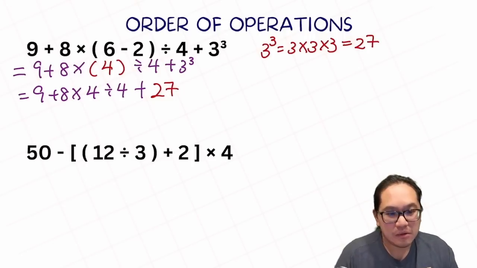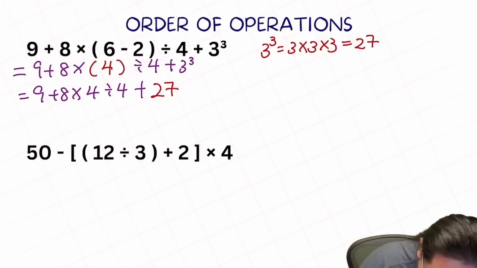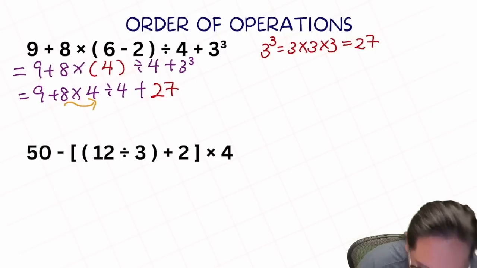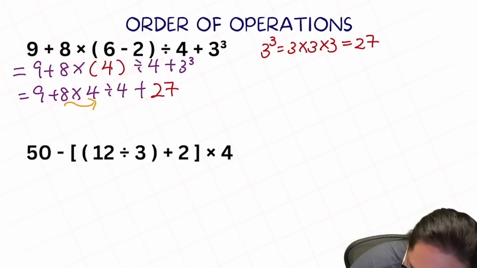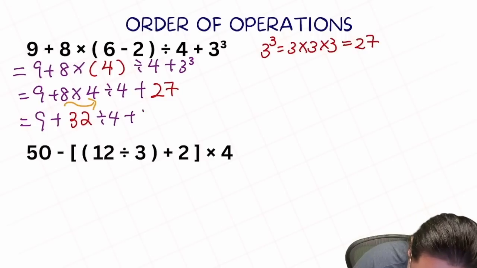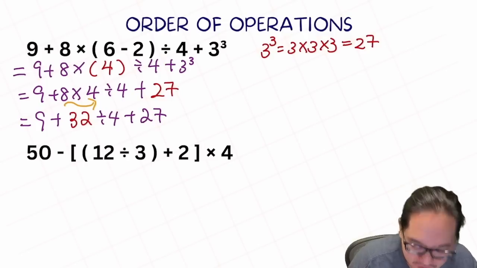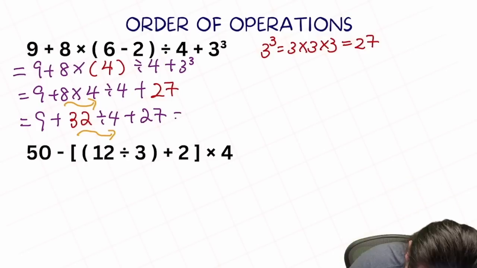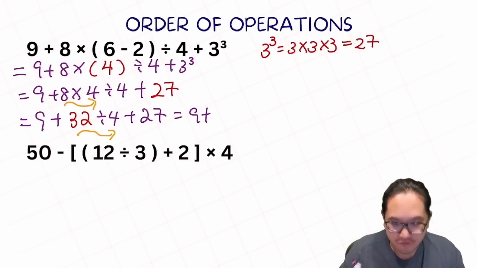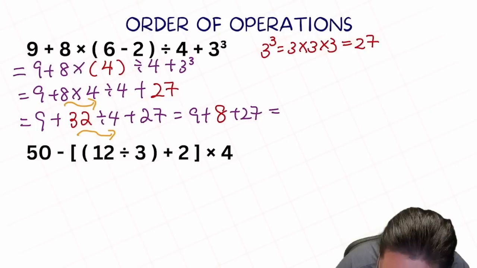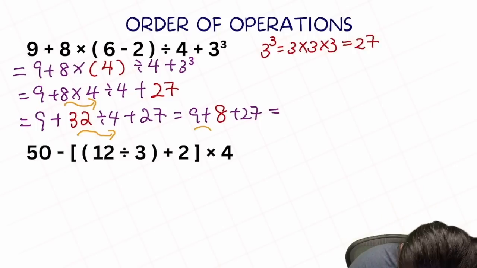So what's the next step? Multiplication and division, right? Since we have 8 times 4 divided by 4 right here, we know that we need to do the multiplication first. So what does that mean? 9 plus 8 times 4 equal to 32 divided by 4 plus 27. So we still have a division left over here, right? 32 divided by 4. So let's do this. It'll be 9 plus 8 plus 27. What's the next step? We got addition and subtraction, right? From left to right.